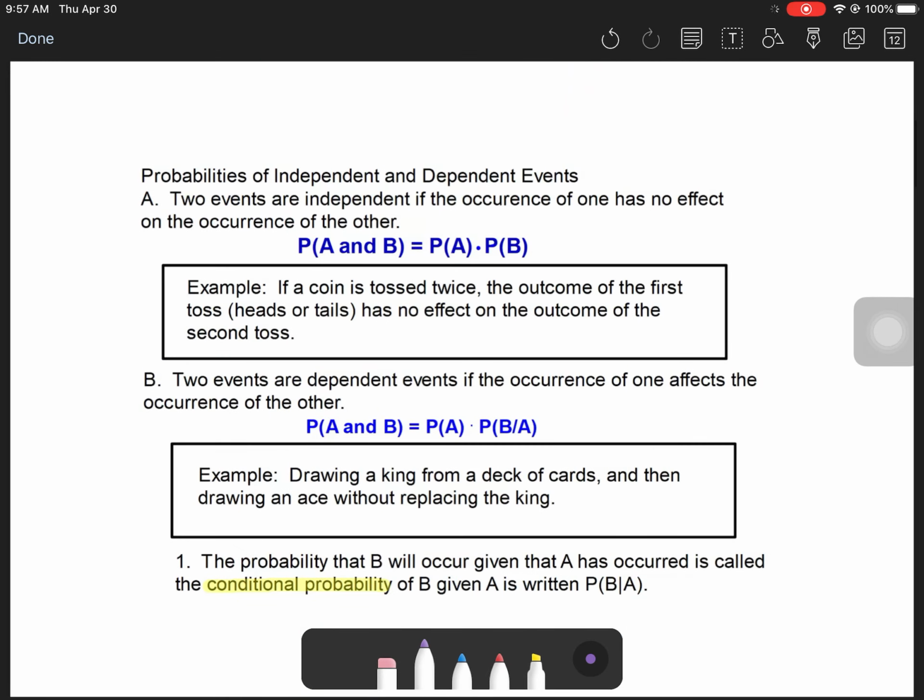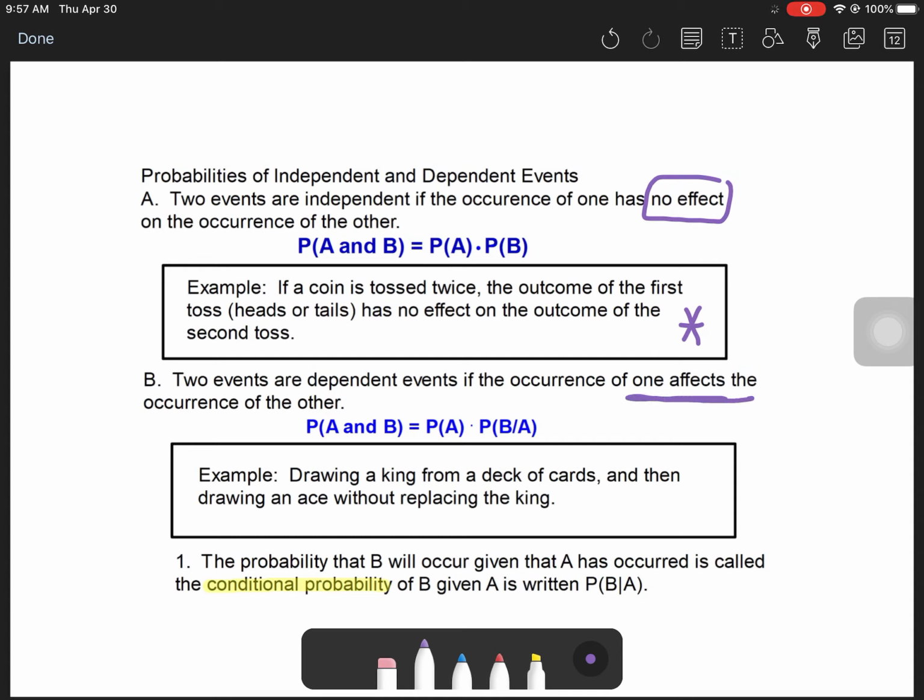This next slide is talking about independent and dependent events. You can go ahead and read through that. And basically what it means is that if it's an independent event, it doesn't affect one another. For example, if you toss a coin twice in a row, when you toss the coin once and then you toss it again, the second toss, it doesn't matter what you got on the first toss.